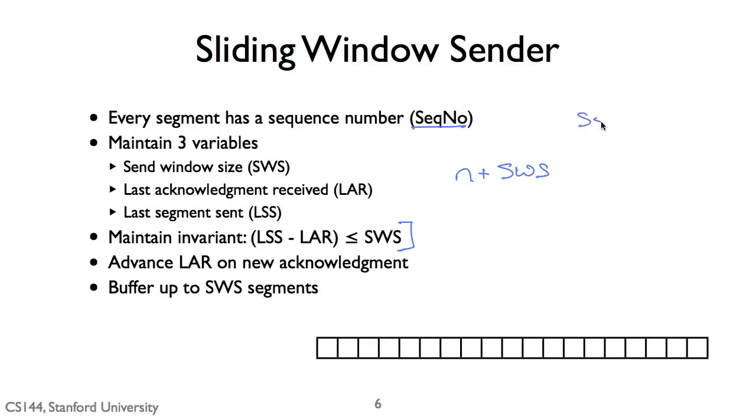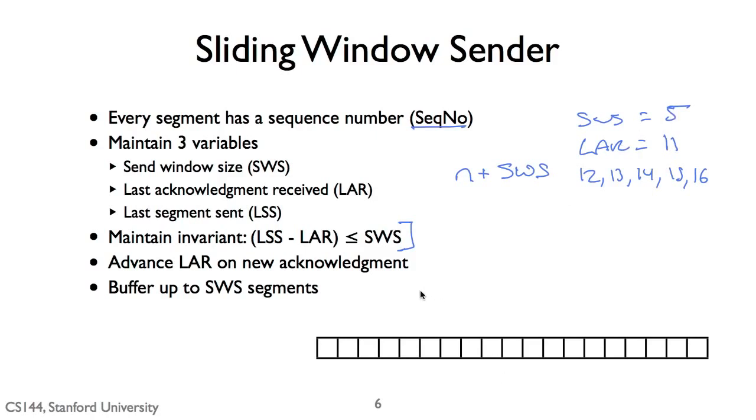So let's say we have a sending window equal to 5, and the last acknowledgement that's been received is equal to 11. Then this means that the sender cannot send a packet past 12, 13, 14, 15, 16. It's not allowed to send 17 until it gets the acknowledgement for 12. When you get a new acknowledgement, you advance LAR as necessary, and you buffer up to sending window size segments in case suddenly you get an acknowledgement and then you want to send a whole bunch of new data.